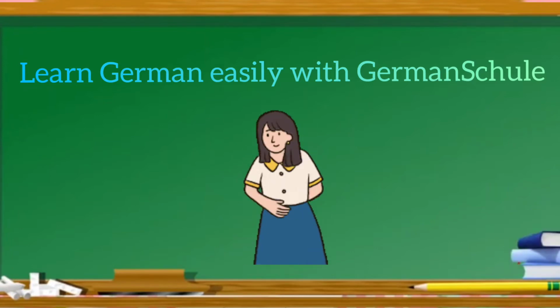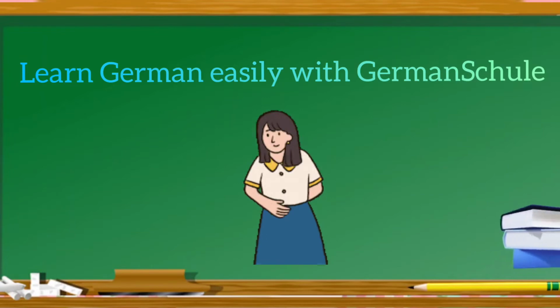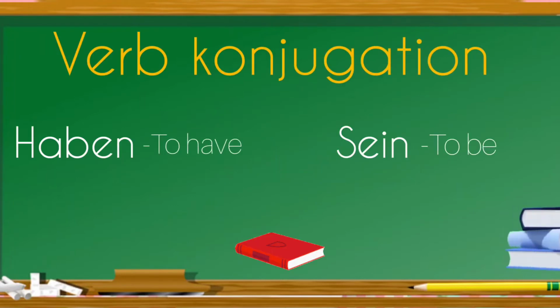In this lesson, you will be learning two most important verbs in German, that is haben and sein. So let's begin. Lektion 11. Noch einmal, Lektion 11. Verb conjugation haben und sein.